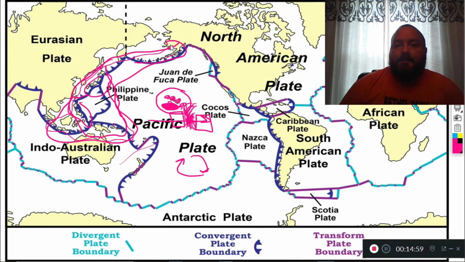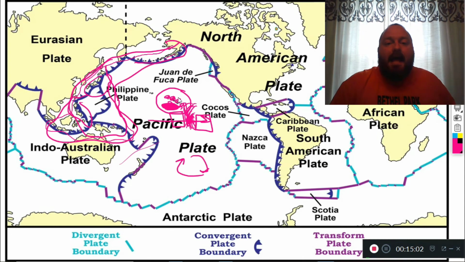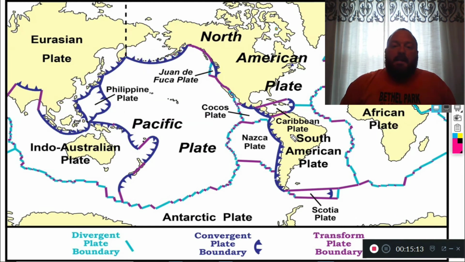That's what's occurring over here in the Ring of Fire. The islands that are not at a plate boundary usually form as a result of hotspot activity. So Hawaii did not form due to a plate boundary, it formed due to hotspot activity. So hopefully that made a little bit of sense to you.